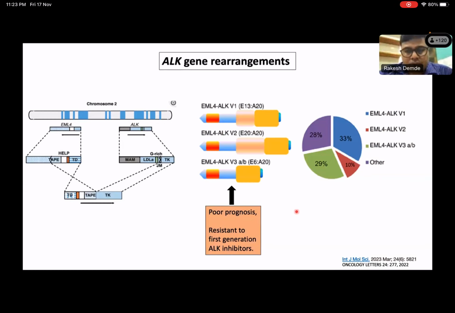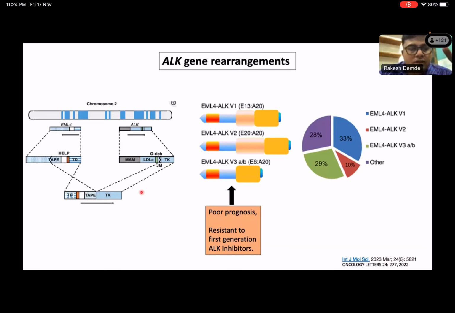The more commonly practiced method for ALK rearrangement in routine is by IHC. So we get a lot of tests for EGFR mutation and ALK and ROS IHC. But with this example, I want to highlight that in ALK also, we have to be very specific about the type of fusion we are dealing with.